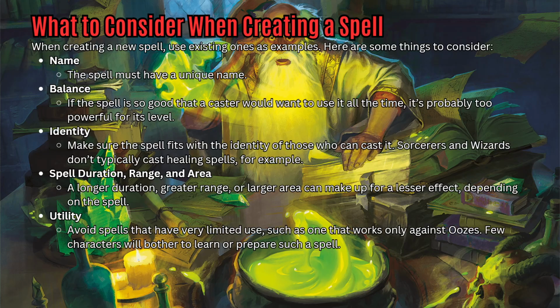Also, we need to consider spell duration, range, and area. A longer duration, a greater range, or a larger area can make up for a lesser effect depending on the spell that we create. And the last thing that we need to consider is utility. We want to avoid spells that have a very limited use, such as ones that work only against specific creature types, such as oozes or undead, because few characters are going to ever bother learning or preparing such a spell since it has such a niche use. So we want the utility of the spell to not be limited in that way.